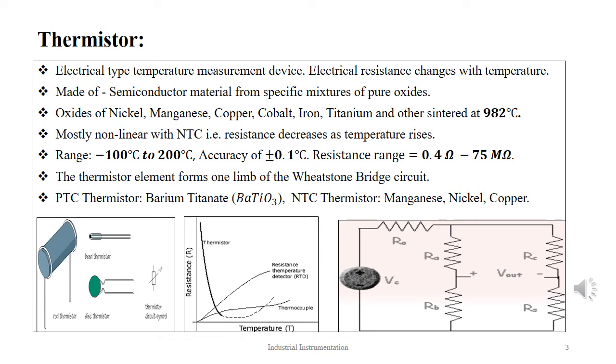Most thermistor sensors are NTC, that is negative temperature coefficient based. That is, their resistance value decreases with increase in temperature, while a handful of them have PTC or positive temperature coefficient. PTC thermistor major material is barium titanate given as BaTiO3, while NTC thermistor major materials are manganese, nickel and copper.